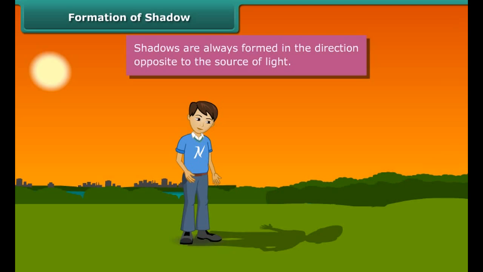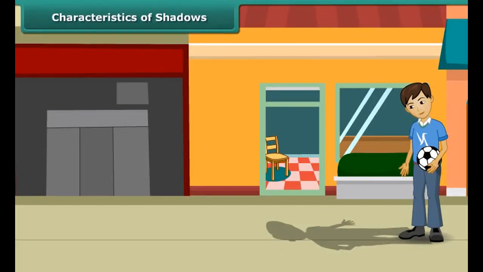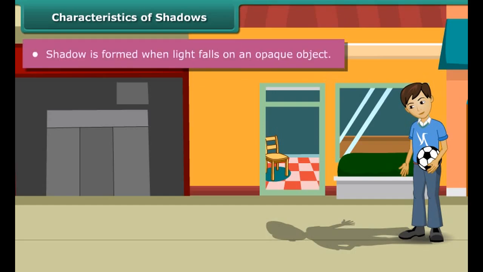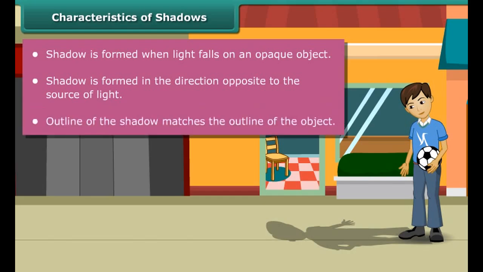You are confused. You want to understand when shadows are formed. You're also curious to know the direction in which shadows are formed. Shadows are formed when an opaque object is placed across the path of light. Shadows can be seen only on a screen. The ground, walls of a room, building, and other such surfaces act as screens for shadows. Shadows are always formed in the direction opposite to the source of light.